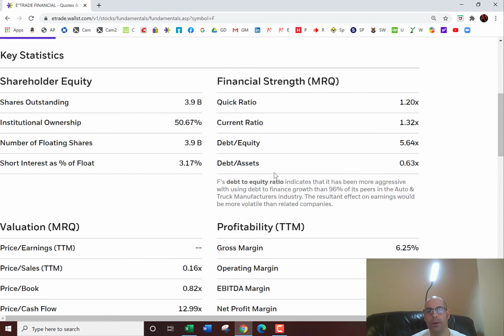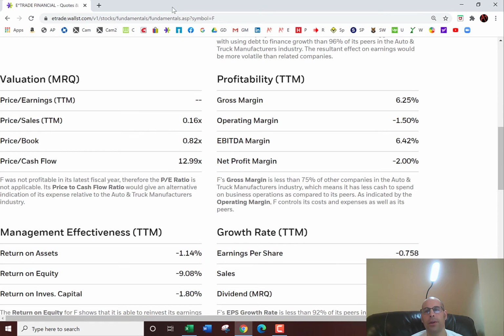That's total debt over total assets. They have a gross margin of 6.25%. Gross margin is revenue minus cost of goods sold over revenue. So for every $100 in revenue, they have $6.25 left over to pay for a lot of other costs. That's why it's losing money.